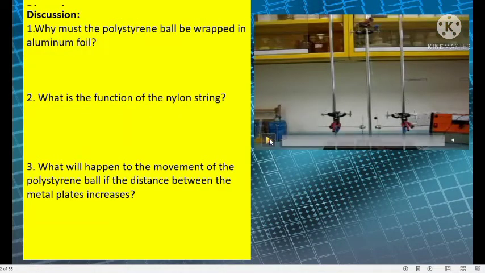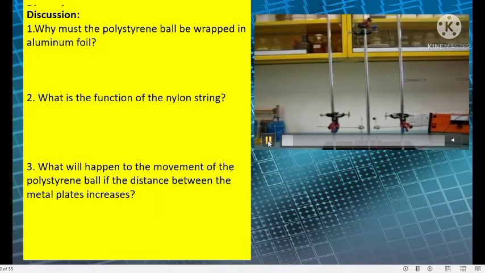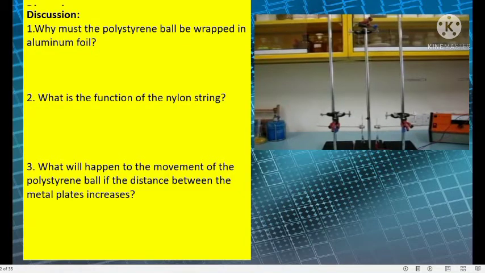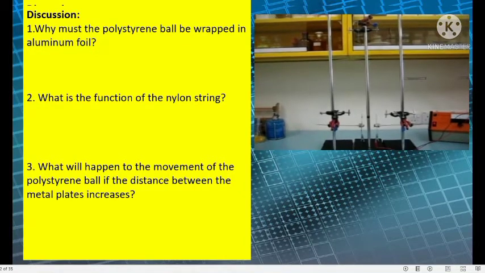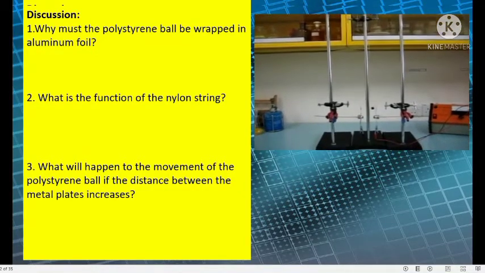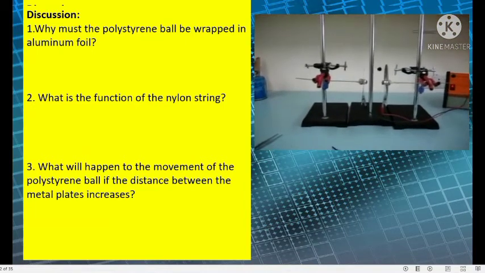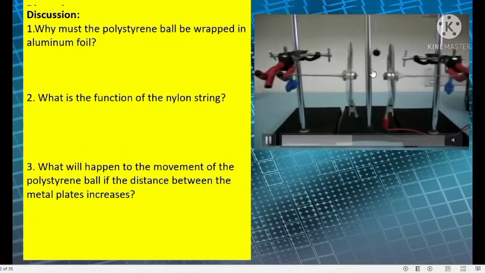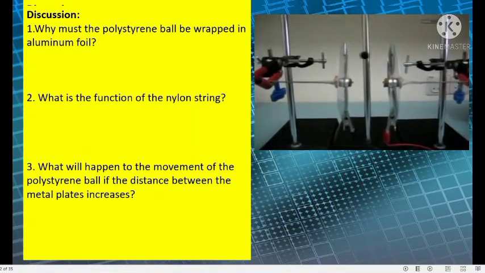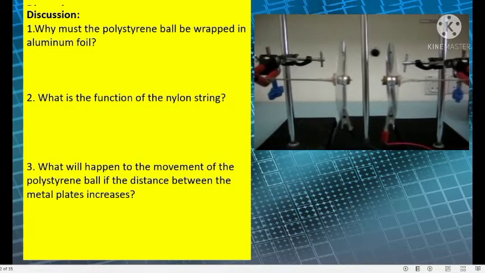Okay, let's look at this one. This activity is for the ping pong ball. Watch this video to observe what happens to the ping pong ball. So you can see that the first time the ball touches one of the plates, the ball starts to oscillate between the two plates. The oscillation will continue until you switch off the EHT power supply.